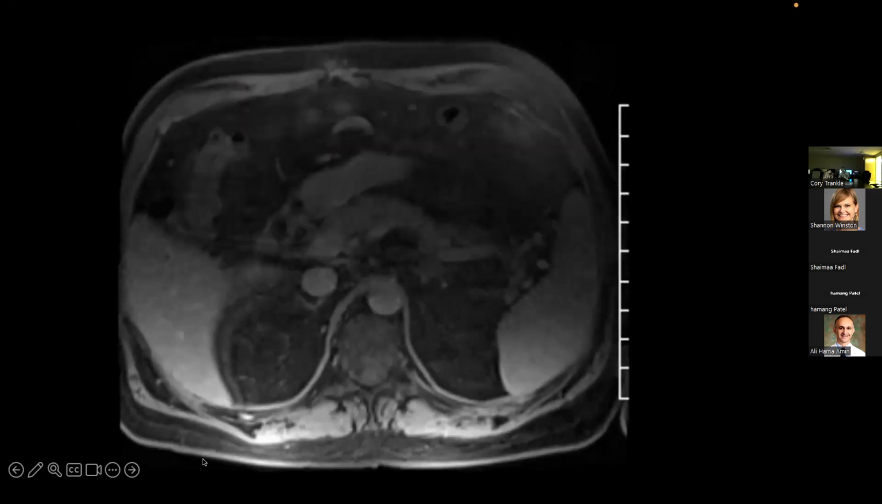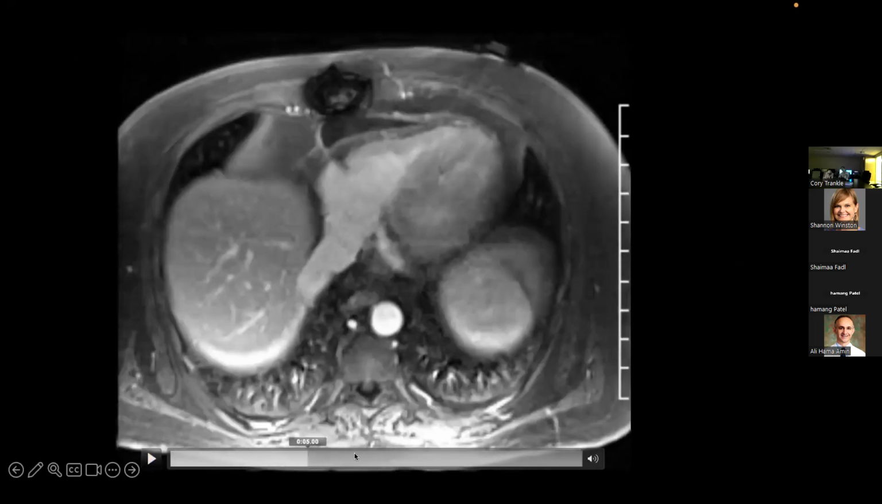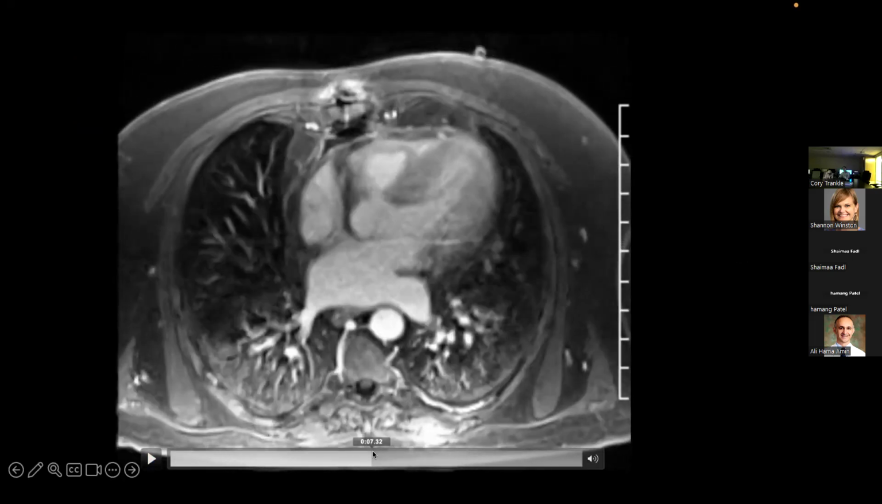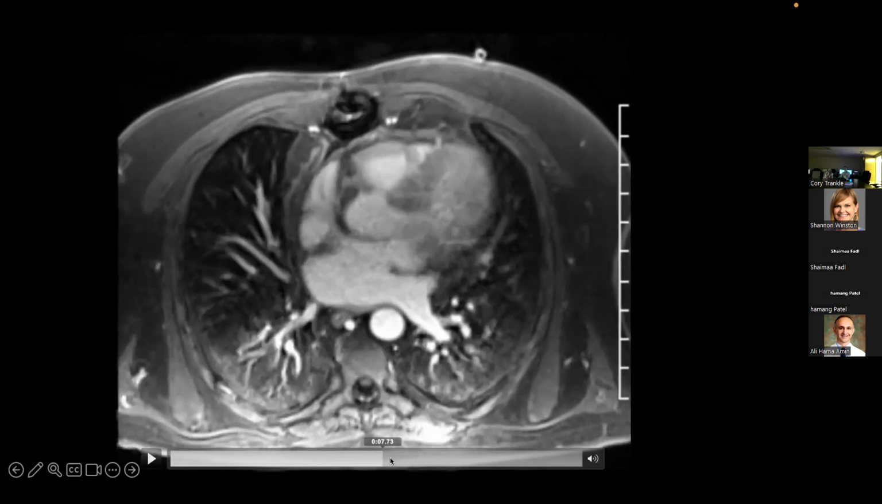And this is the post-contrast T1 VIBE. Let's scroll and see if this is the appearance that we would expect. Yes, this is the left atrial elongation or morphology.